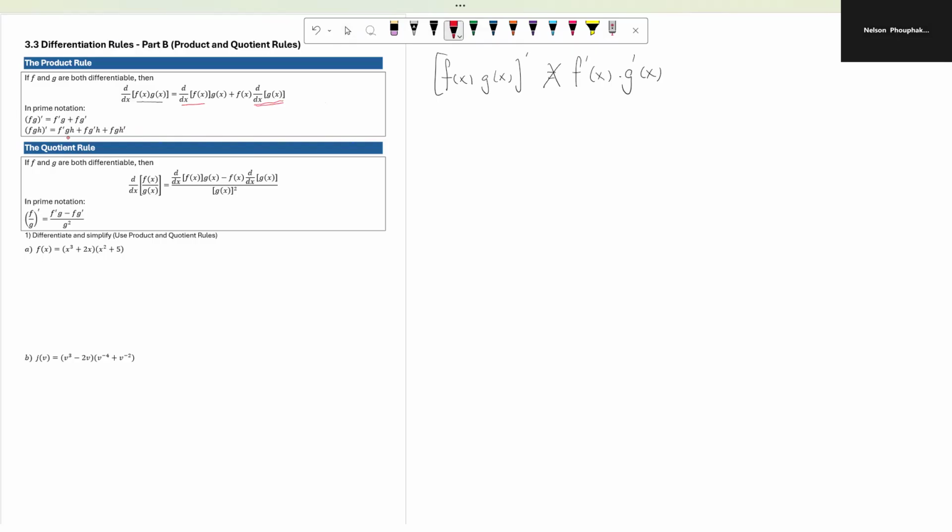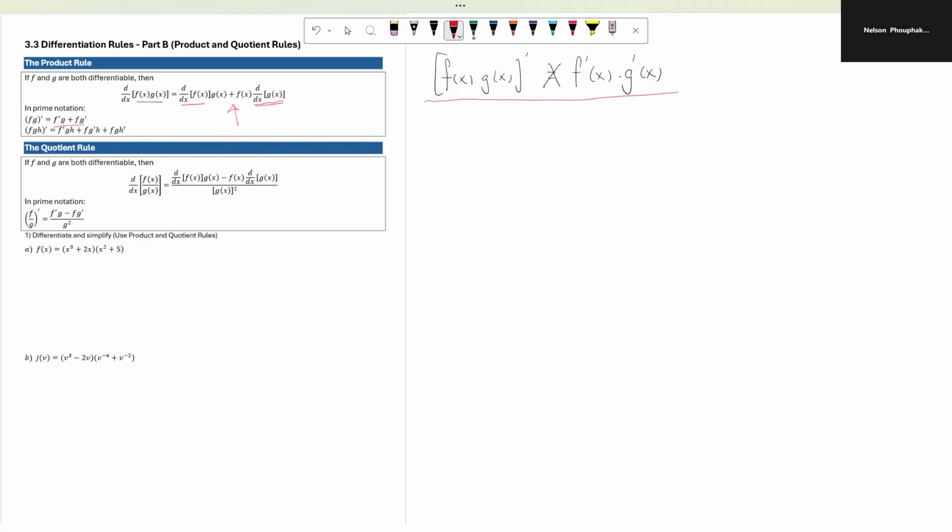If we have three functions, f times g times h, and we take the derivative of this, then it is equal to f prime times gh, plus f times g prime times h, plus fg times h prime. So you will see the pattern: we take turns taking the derivative. Now let's see how we actually get the derivative of a product.